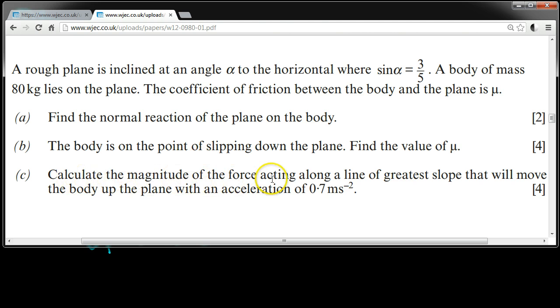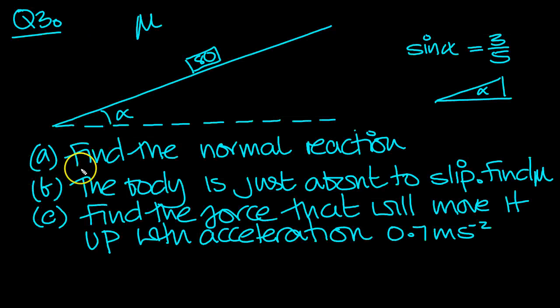Calculate the magnitude of the force acting along a line of greatest slope that will move the body up the plane with an acceleration of 0.7 meters per second squared. So I've got the question in summary form here with all the information. Sine alpha is 3/5, so the opposite over the hypotenuse. So this is a 3, 4, 5 triangle, isn't it?